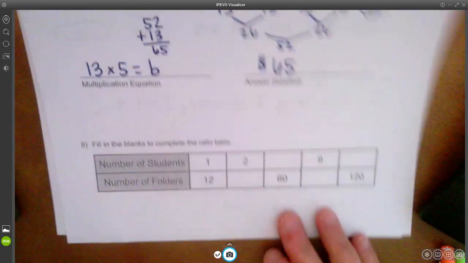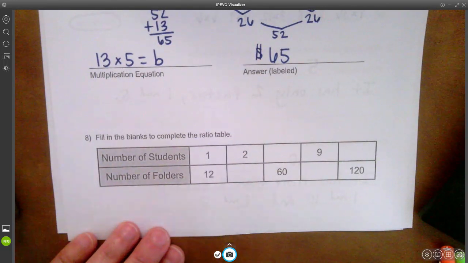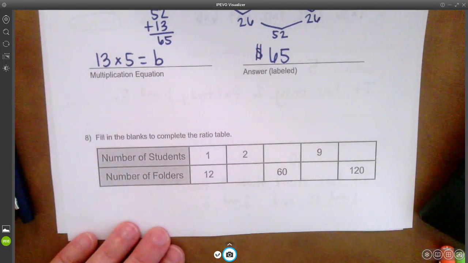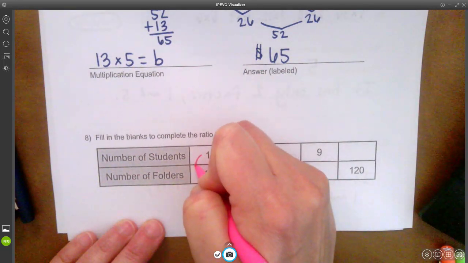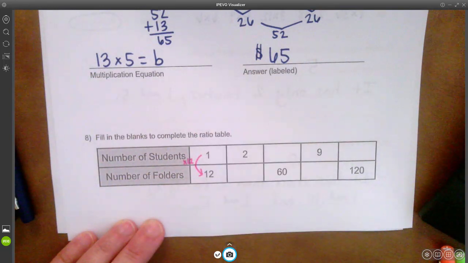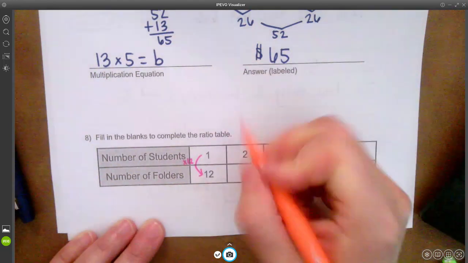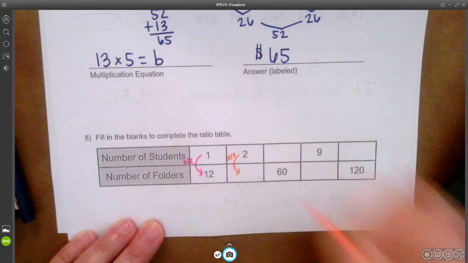Fill in the blanks to complete the ratio table. The most important number on this ratio table is the number 12, because for every student, they need, for some crazy reason, 12 folders. That seems like a lot. All right, so we're going to take our top number, our students, and multiply by 12, and that'll give us that bottom number, okay? So if you want, you could draw that little loopy thing in. Sometimes that helps kids keep track of everything, and they make a little times 12.